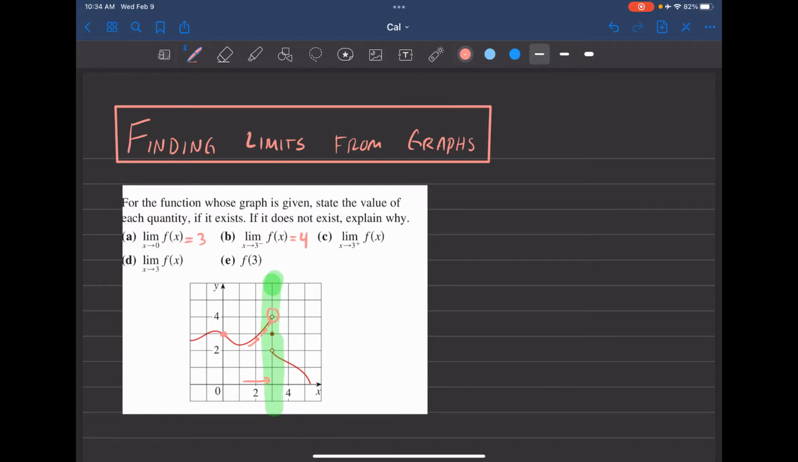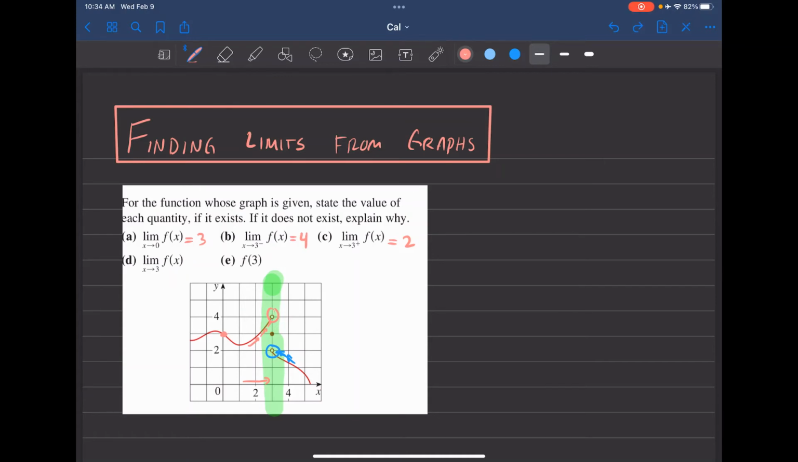Now let's approach 3 from the right. So that's this symbol right here, that little plus superscript. So if we approach 3 from the right, again we do the same thing. We're focusing on x equals 3 coming from the right, so that's this direction. And it looks like that's where the function is approaching. So we can say that the limit as x approaches 3 from the right of this function is going to be 2.